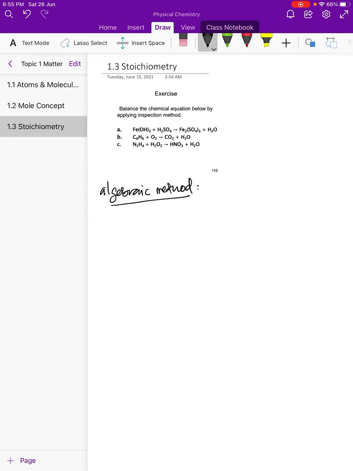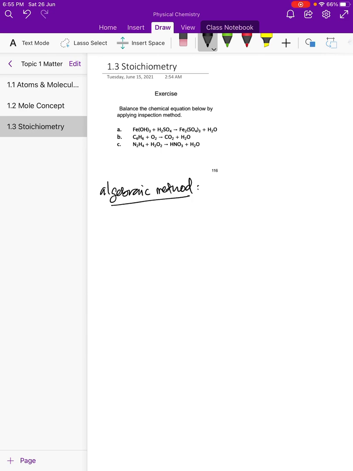Hi, good day, students. Today we are going to see 1.3 stoichiometry, and the first part is balancing chemical equations by applying the inspection method. I'm going to introduce to you a new method called the algebraic method. The inspection method, I'm quite sure you have learned in your upper secondary school while balancing chemical equations. So the algebraic method will be a new technique to balance the equation. I hope you can understand.